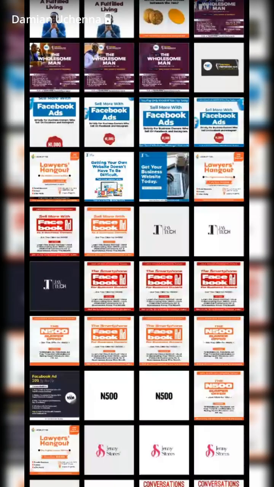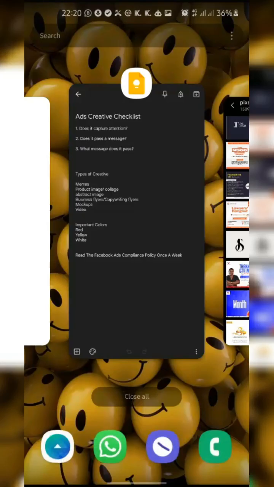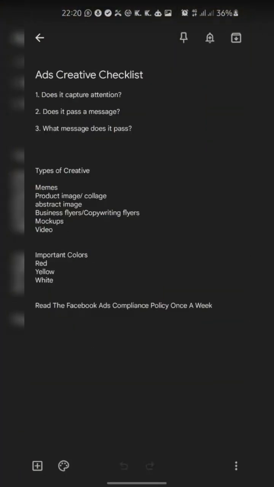Then when they have joined the free class, you can now sell to them whichever way you want, right? So that's it for mock-ups.